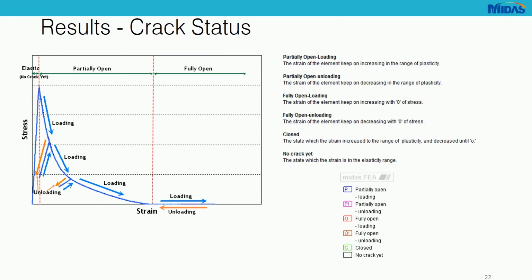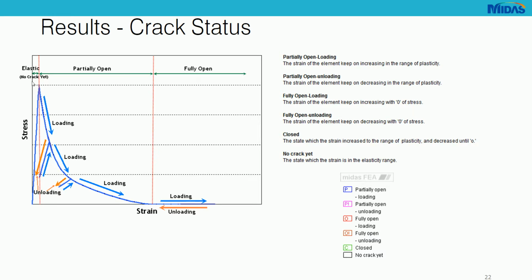Now when we check the crack status, here I have a small explanation of what the software provides. We can see a stress strain curve and the different results that we provide. We have partially loaded, partially open when loading, so we can see that the strain keeps increasing in the range of plasticity.